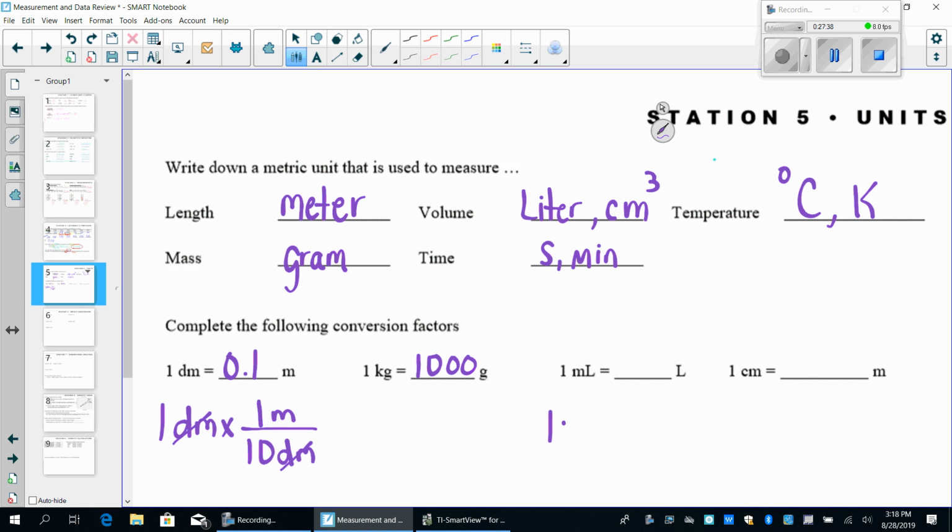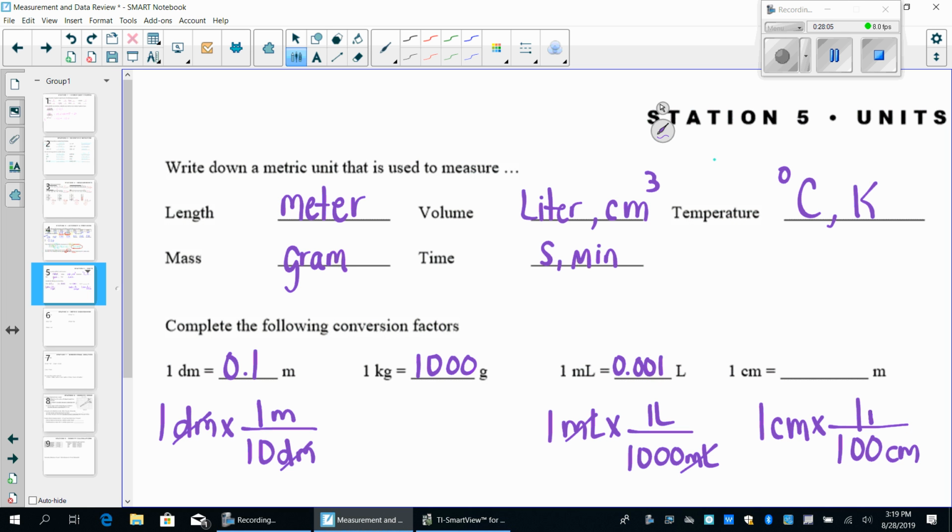All right, if we want to take 1 milliliter, we have to know that there's 1,000 milliliters in 1 liter. So essentially to get from milliliters to liters, we divide by 1,000. So take our decimal place back 3. So 0.001 liters. And for 1 centimeter, again, we have to know that there are 100 centimeters in 1 meter. That cancels out. So 1 divided by 100, take your decimal place back 2. So that's 0.01 meters.